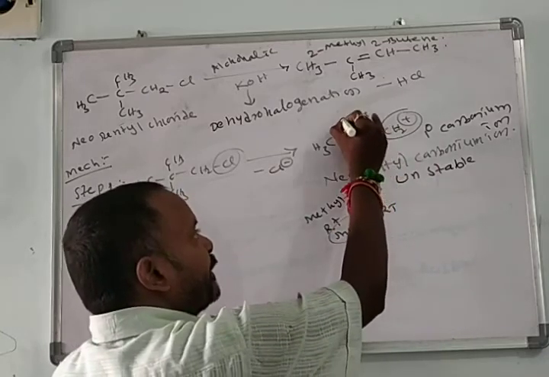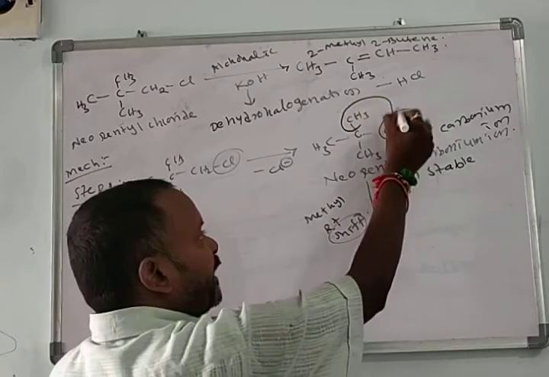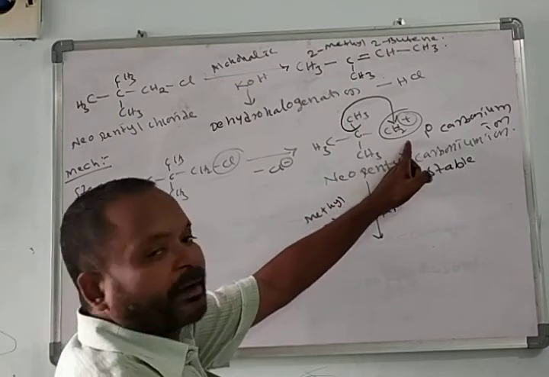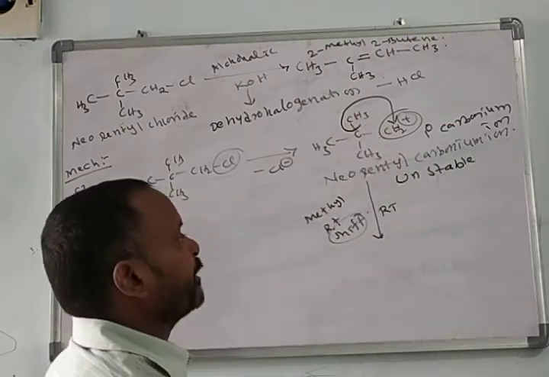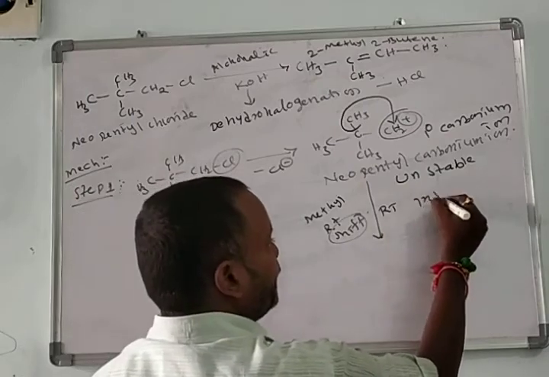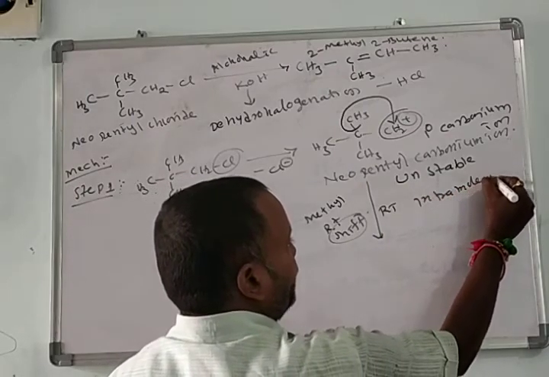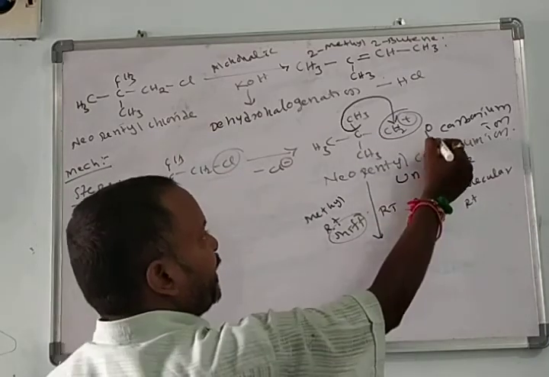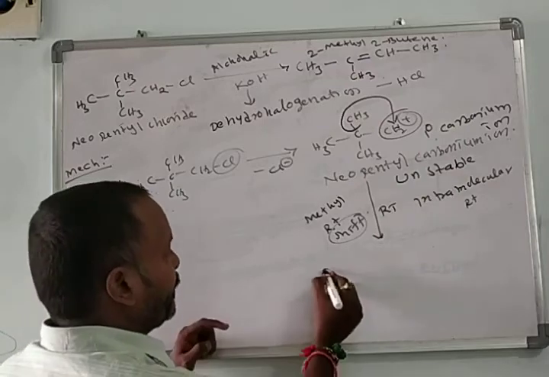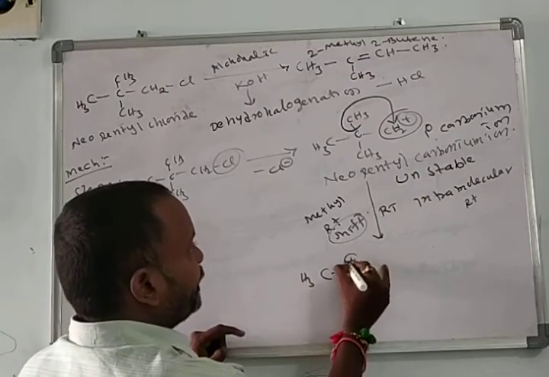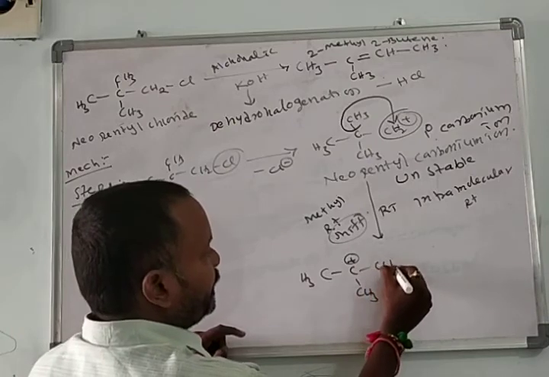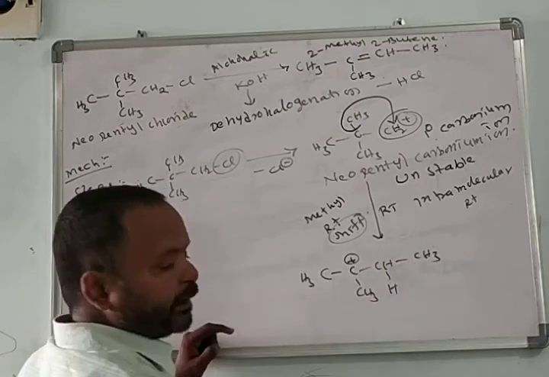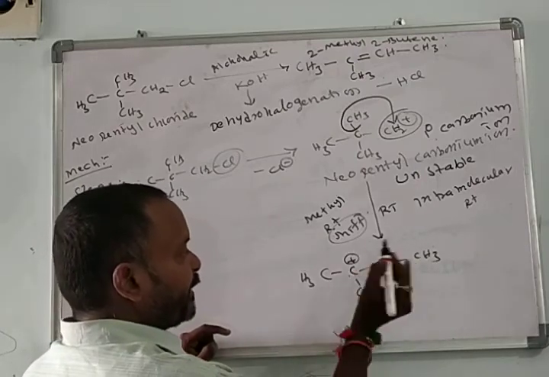Here the methyl group shifts from the tertiary carbon to the primary carbon. This is an intramolecular rearrangement. Why does it undergo intramolecular rearrangement? The primary carbonium ion converts into a tertiary carbonium ion. See here, C plus, CH3, CH2. I wrote it like this for our convenience. This is the tertiary carbonium ion.